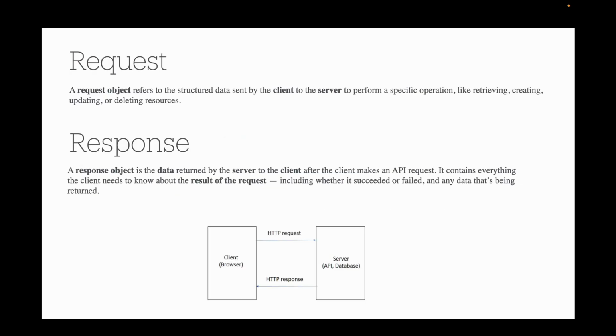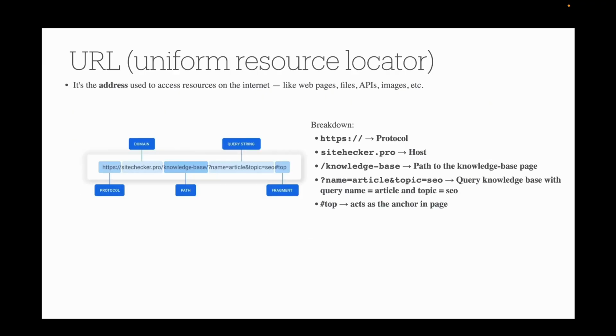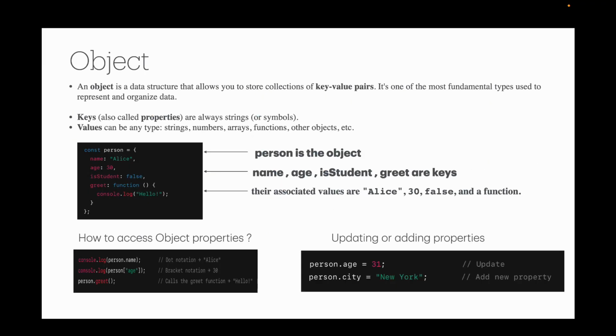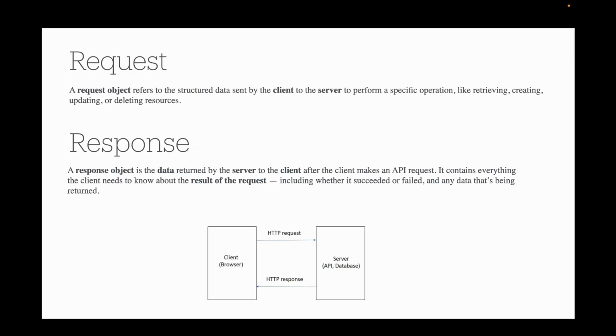Coming to our next topics, that are request and response. So request and response, what are these? Let's start with request. So request is an object in itself. With what I have told you in the object slide, a request is an object only that refers to the structured data sent by the client to the server to perform a specific operation like retrieving data, creating data, updating data, or deleting resources.